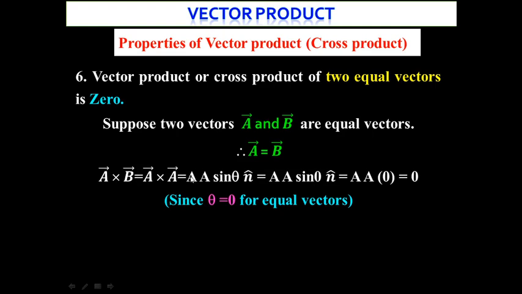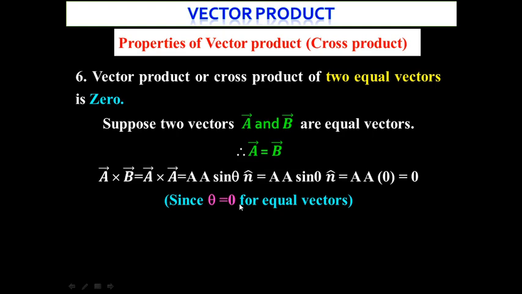By the formula of the cross product, it will become a a sine theta into n cap, but the vectors are equal, so the angle between them is 0. Theta will be 0, sine 0 is 0, so on the right hand side we get 0. It means a cross b is 0. When vectors are equal, their cross product will be 0. So this is property number 6.